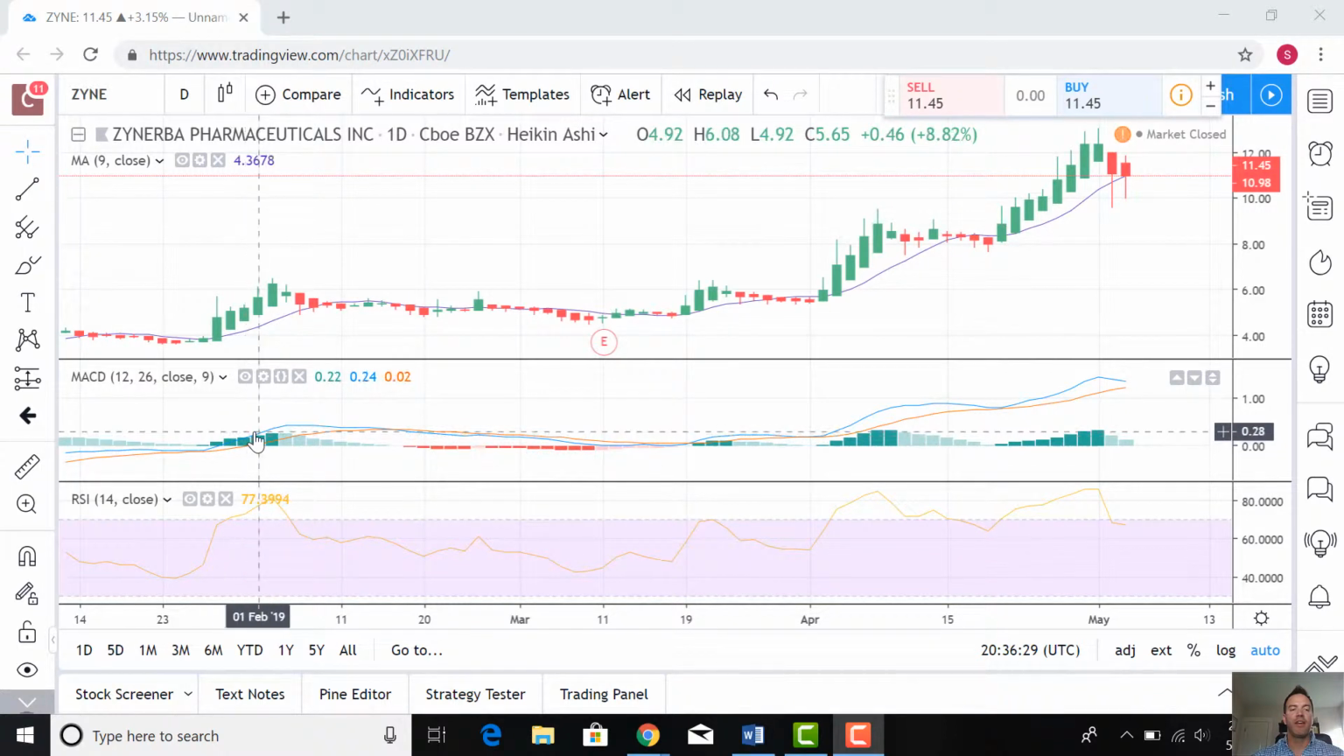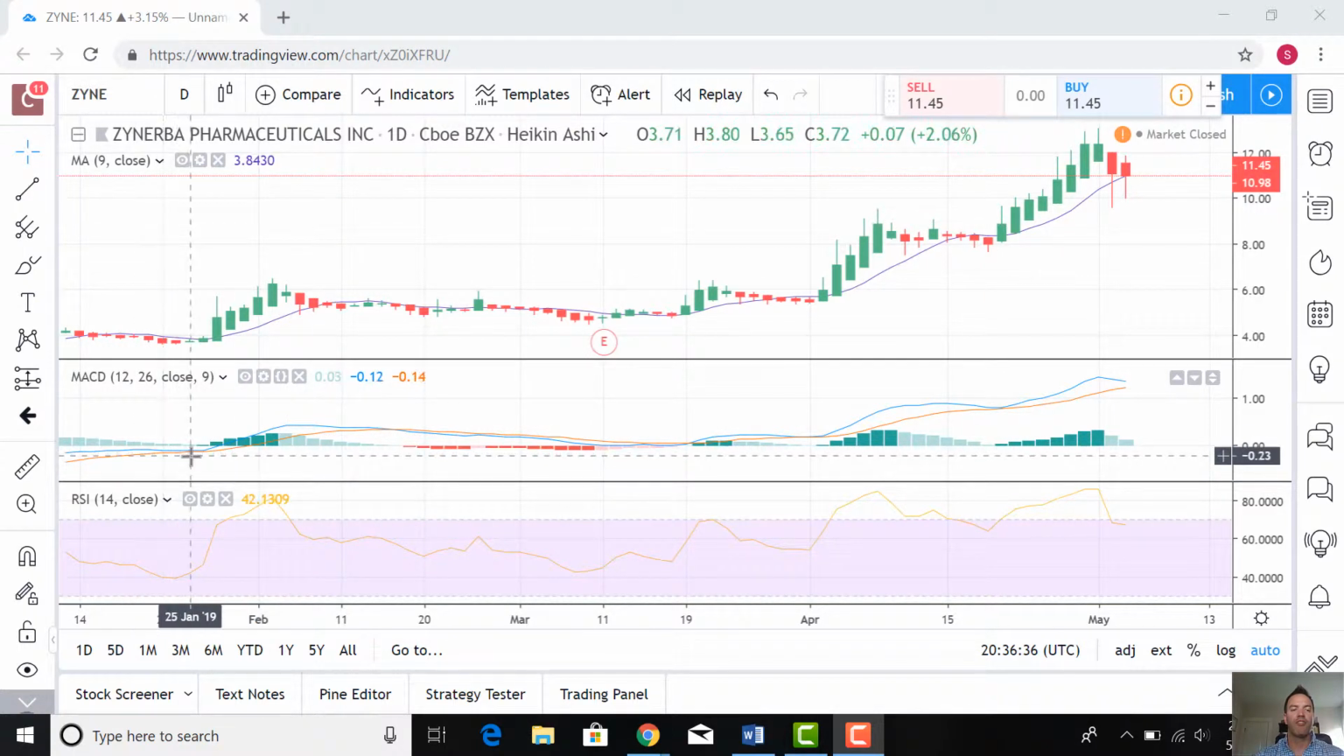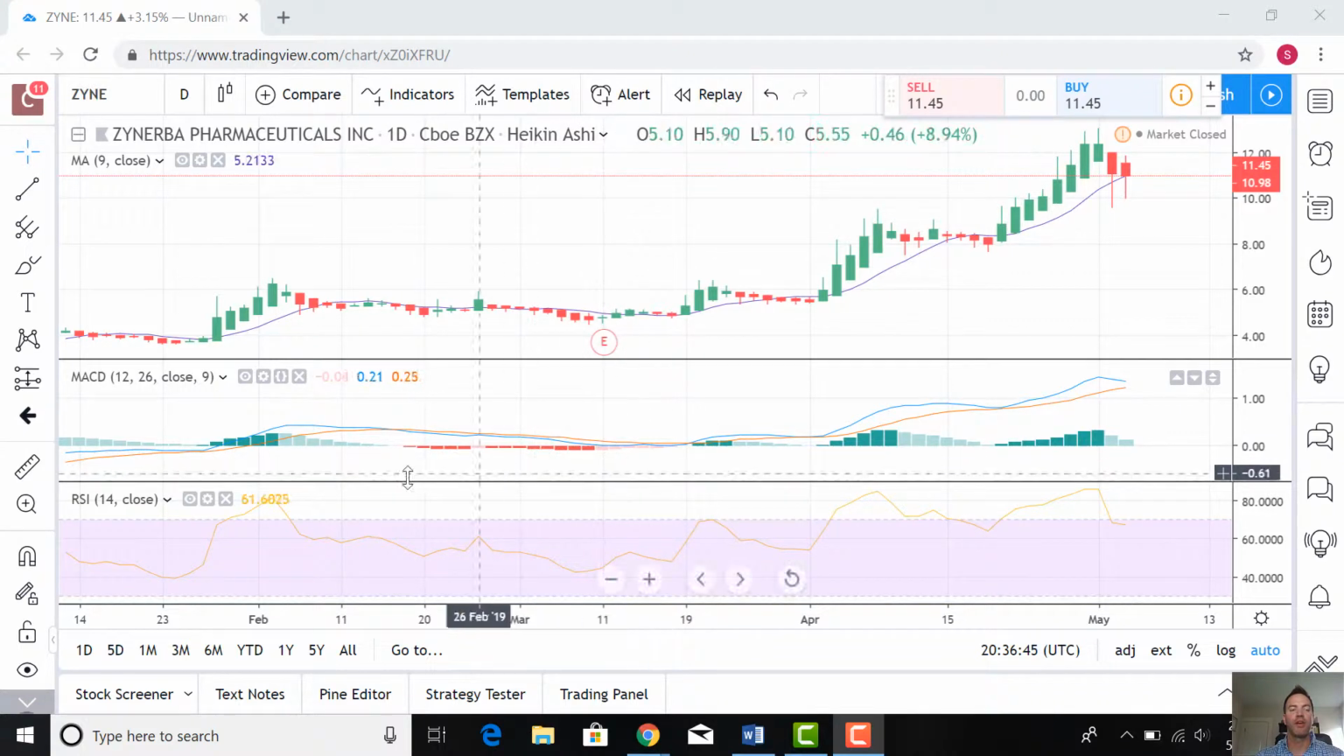And the MACD, we know we have the MACD line in blue, the signal line in orange. And when they cross each other, those are going to be our signals. There's also a bar chart. And when the bar chart goes from negative red to positive green, that's a bullish signal as well.